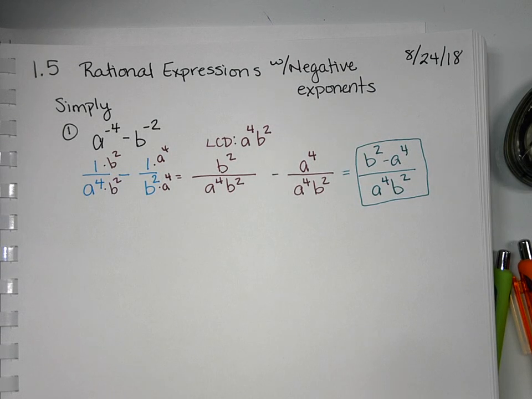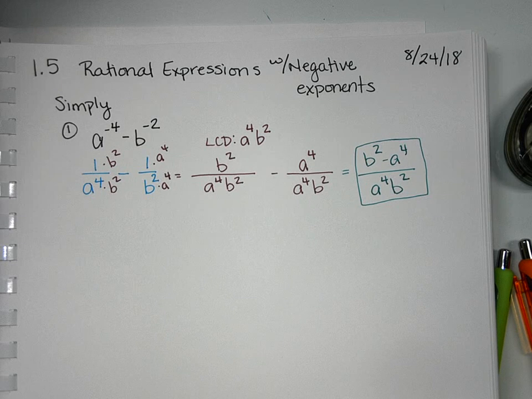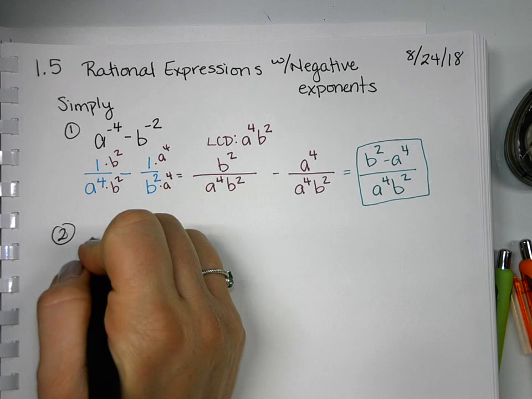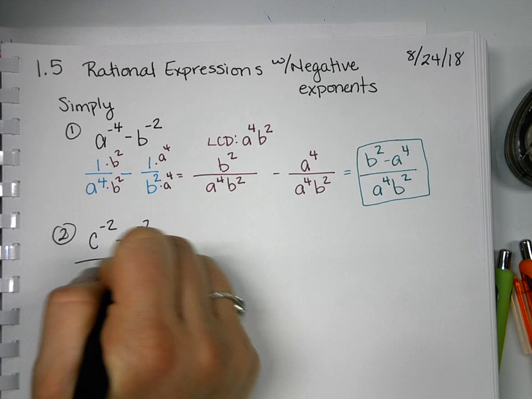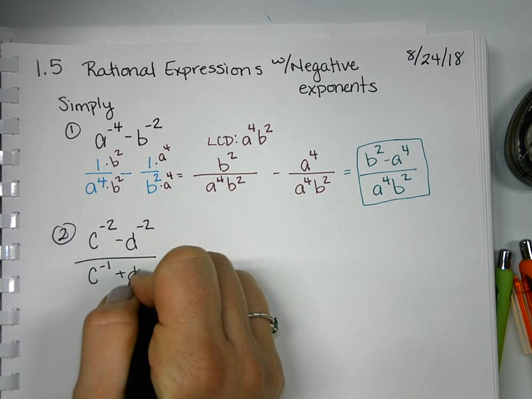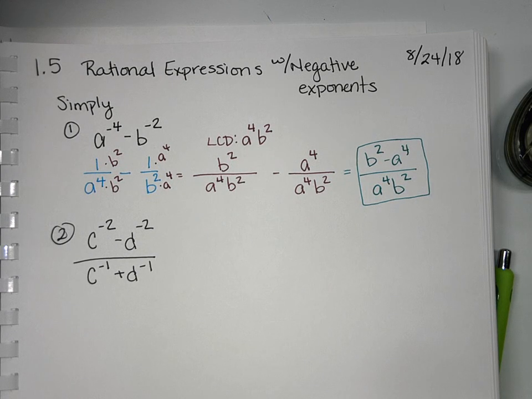Okay, so they could potentially get a little bit more difficult, and so we're going to go through 3 more that have various things happen, so that way when you see them on Monday in the problems, you'll know what to do. So our second example, c to the negative 2 minus d to the negative 2 divided by c to the negative 1 plus d to the negative 1. So for this one, we have negative exponents within a rational expression that's a fraction.